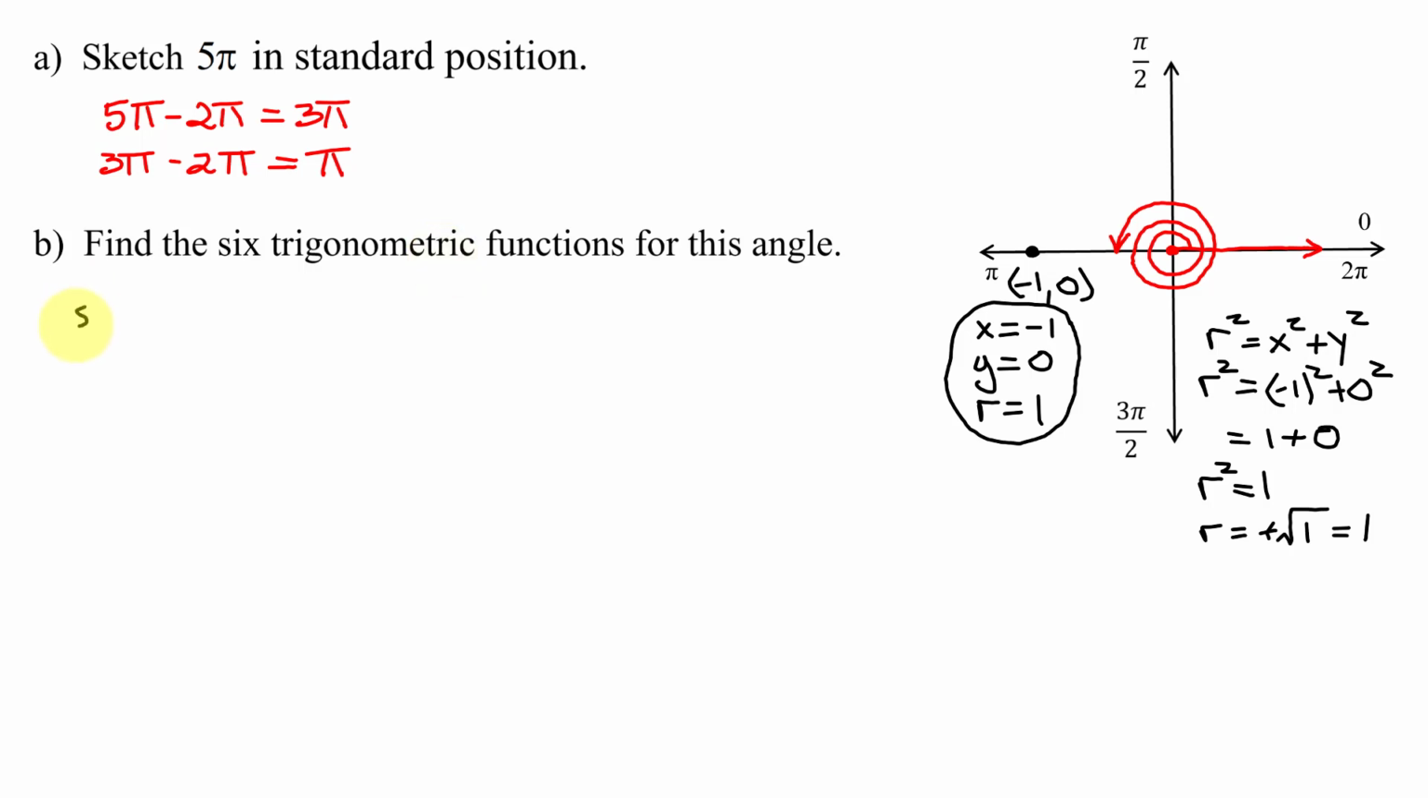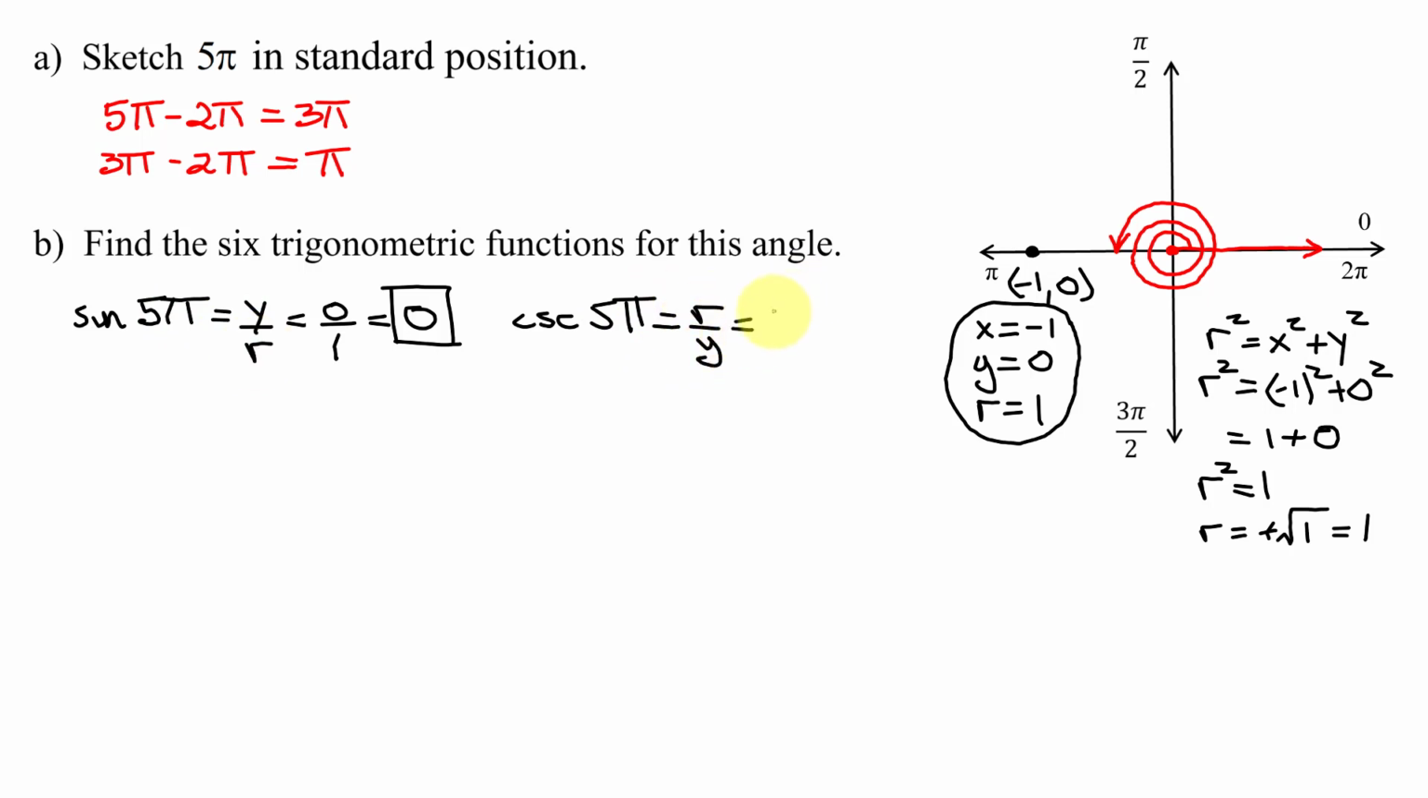So I'm going to start with finding the sine of 5 pi. The sine function defined in terms of x, y, and r is y over r. Y is 0, r is 1, so it's 0 divided by 1, which equals 0. Now to find the reciprocal function, the cosecant of 5 pi. It's the reciprocal of the sine function, so it's just going to be r divided by y. So that's 1 divided by 0. So the cosecant is going to be undefined at 5 pi.